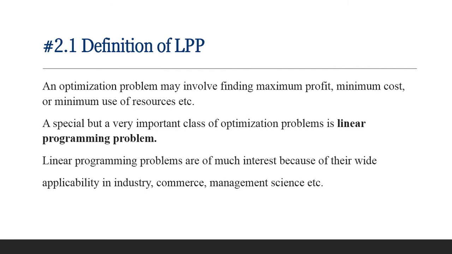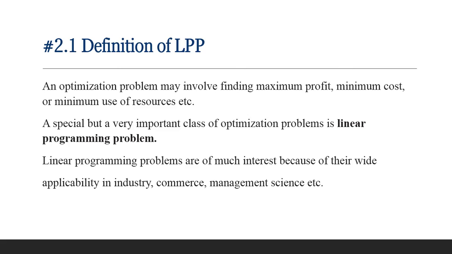So coming to the definition of LPP, LPP stands for linear programming problem. Linear here means, in a graph, when the line goes from down to the top, from left to right, it will go down to top. This structure is called linear. Now, linear programming problem.